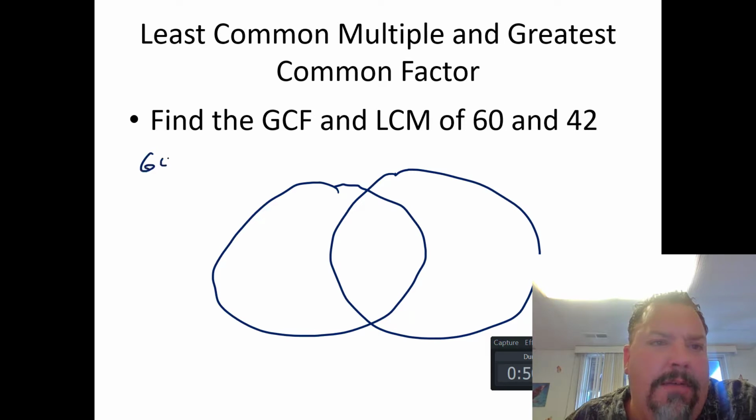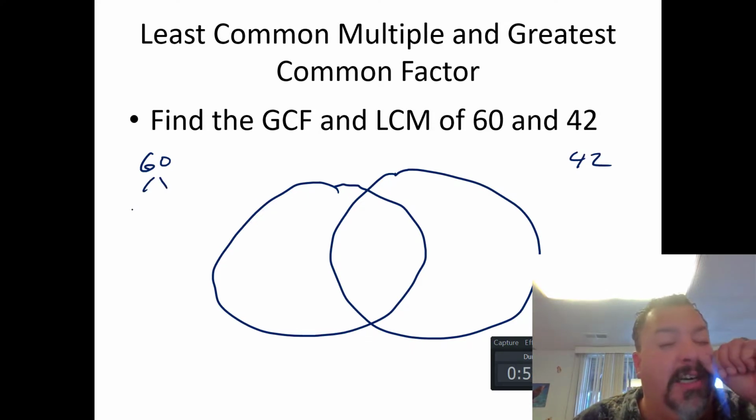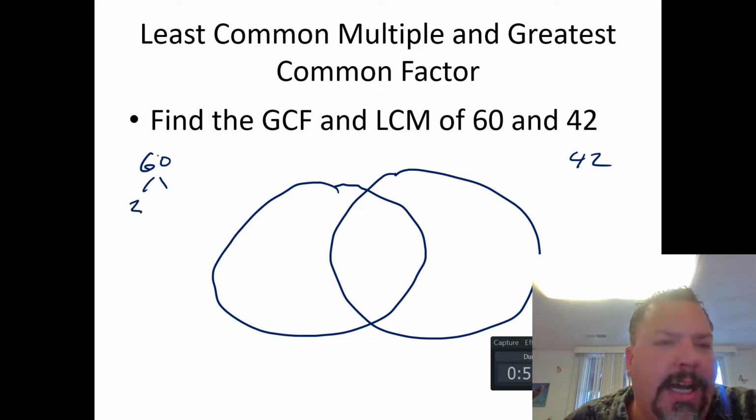So the first thing we want to do is find the prime factors of 60 and the prime factors of 42. If we start factoring this out, I like to divide by the smallest prime first.